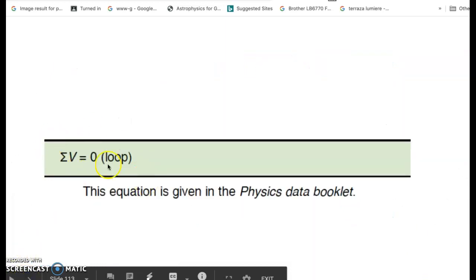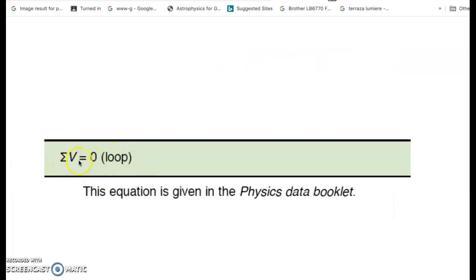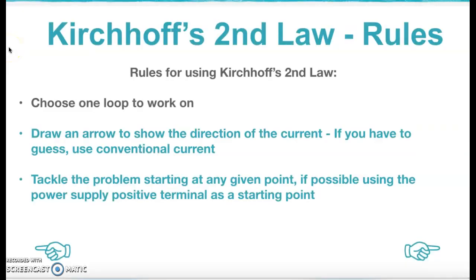It's written like this. The summation of the voltage, now remember voltage was a general term, right? Which included EMF and PD, either. What it's saying is that the total in minus out will be equal to 0. So before we tackle an example, let's have a look at some rules that we must follow.